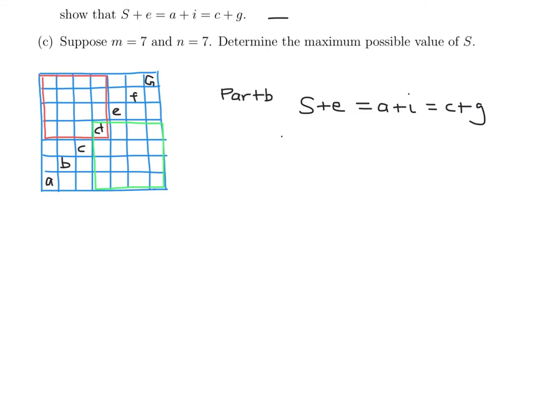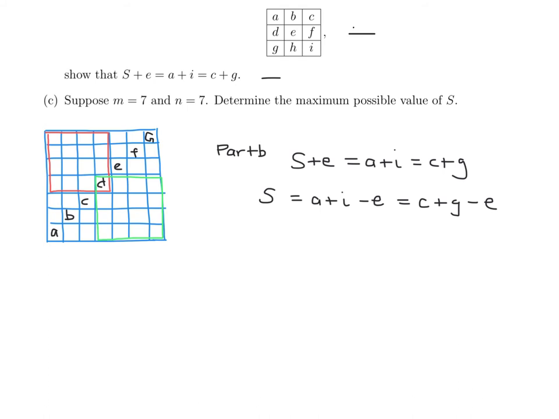So using that, we can say that S is equal to A plus I minus E, or C plus G minus E. All I did was put the E on the other side. And now, if you just look at this diagram and compare it to our diagram, which in the first scenario is just this box right here, this 2x2, just look at the letters. The orientation doesn't matter as long as you look at the diagonals. And in this box, the diagonals are A and I, and the middle is E.